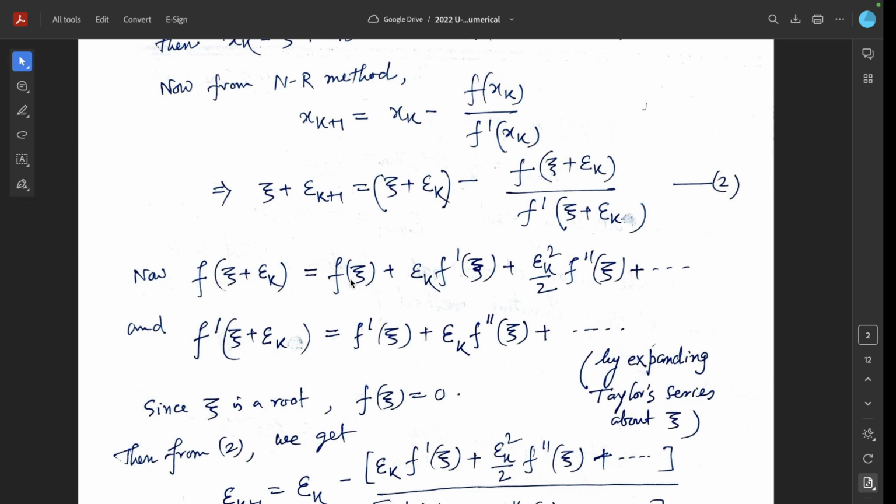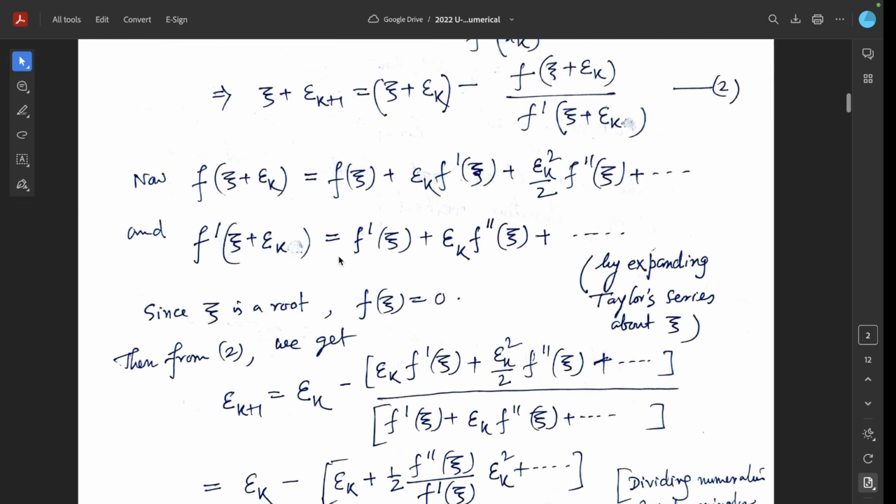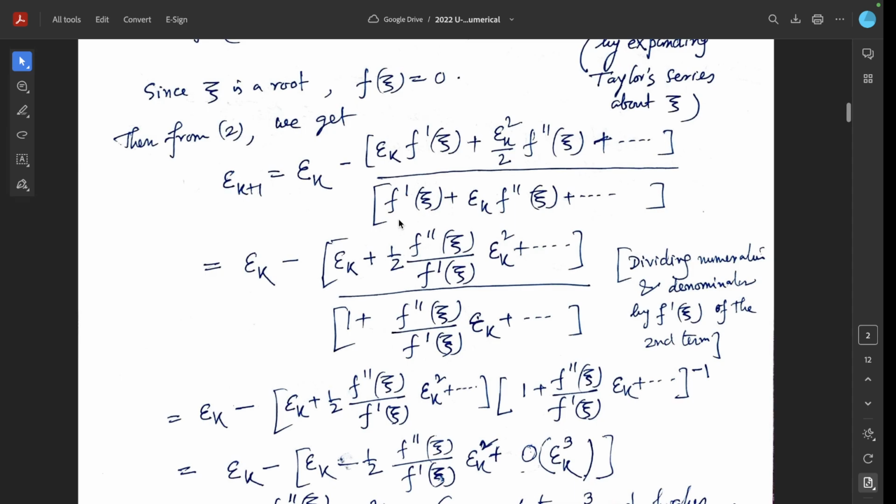Now, by Taylor's series expansion about the point xi, f(xi + epsilon_k) = f(xi) + epsilon_k f'(xi) + epsilon_k^2/2 f''(xi) + ..., and f'(xi + epsilon_k) = f'(xi) + epsilon_k f''(xi) + .... Since xi is a root of f(x) = 0, f(xi) = 0. Putting this in, after simplification we get epsilon_{k+1} = epsilon_k minus [epsilon_k f'(xi) + epsilon_k^2/2! f''(xi) + ...] divided by [f'(xi) + epsilon_k f''(xi) + ...], and dividing numerator and denominator by f'(xi).